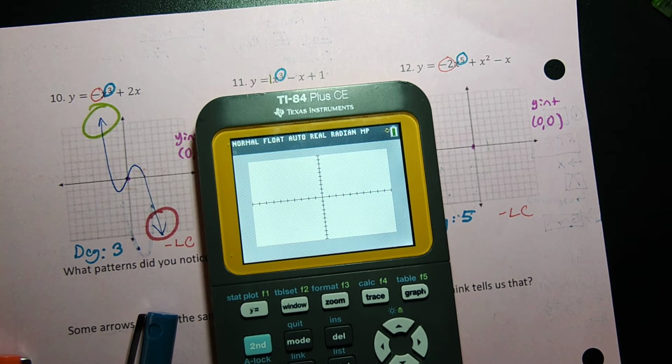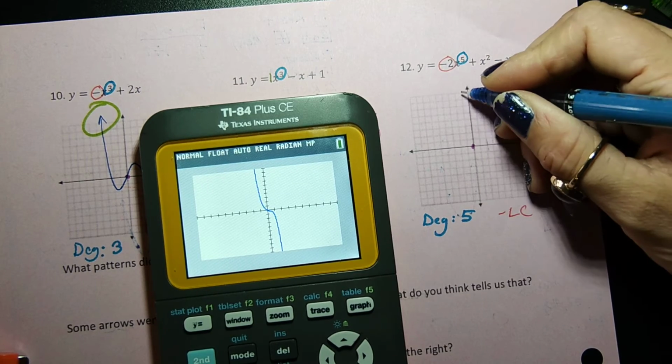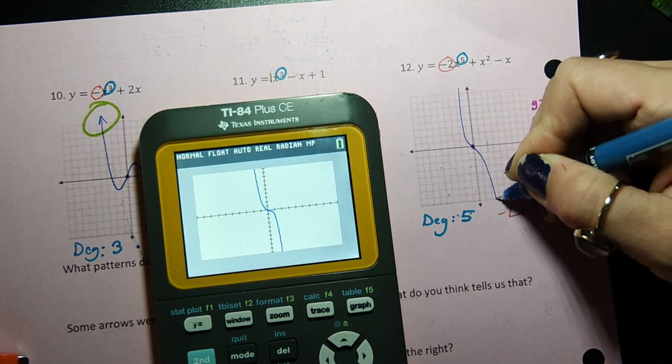We hit graph. Oh, okay. So, kind of looks like a cubic. But it is not because it has a power of 5. So, swoosh and then down.